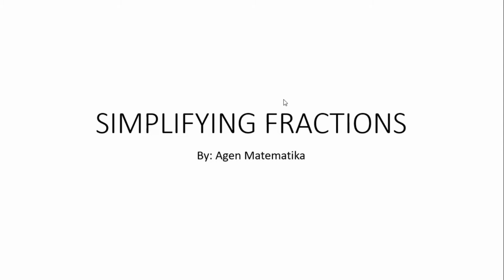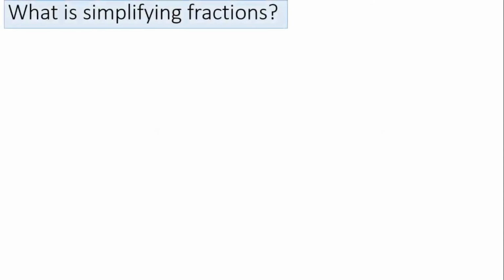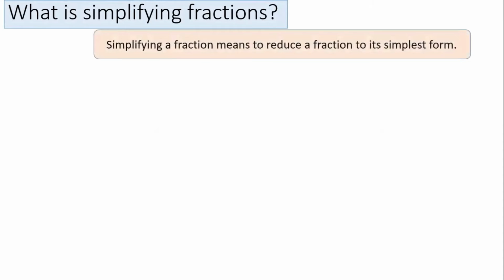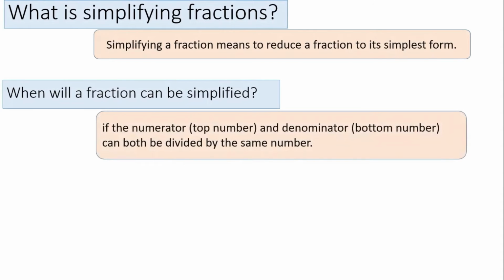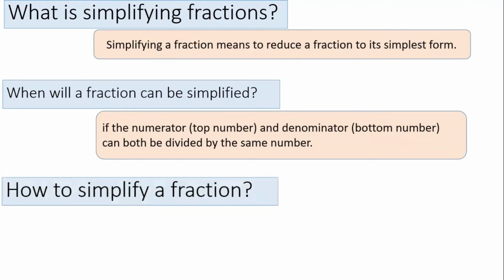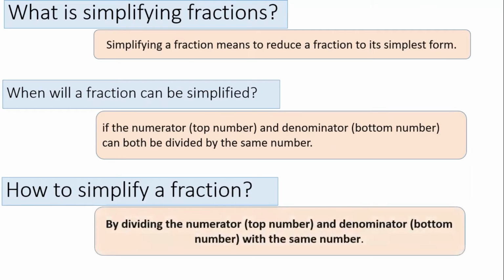My question is, what is simplifying fractions? Simplifying a fraction means to reduce a fraction to its simplest form. When can a fraction be simplified? A fraction can be simplified if the numerator, the top number, and the denominator, the bottom number, can both be divided by the same number. How do we simplify a fraction? We simplify a fraction by dividing the numerator, the top number, and the denominator, the bottom number, by the same number.